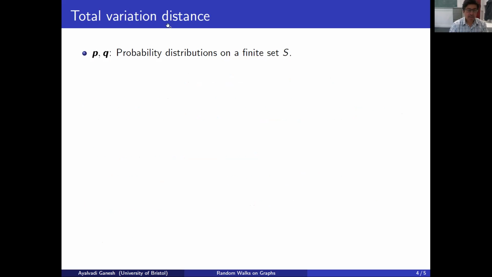Okay, and this measure is known as total variation distance. So let's start by defining it. Suppose that P and Q are two different probability distributions on some finite set S. You can think of them as row vectors indexed by the elements of S, or you can think of them as probability mass functions on S.